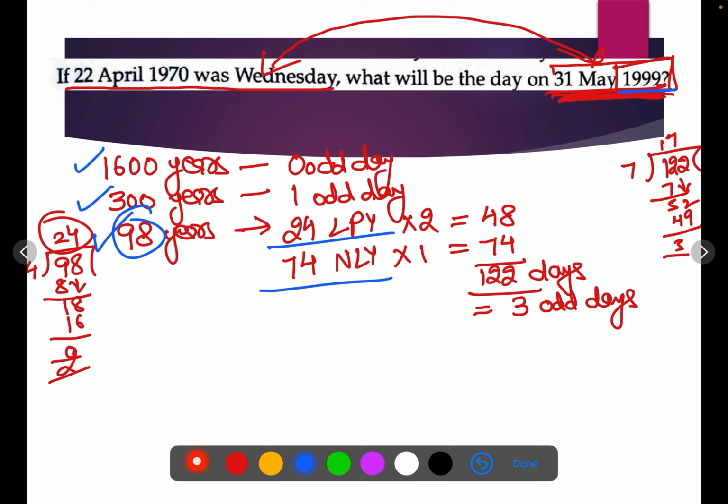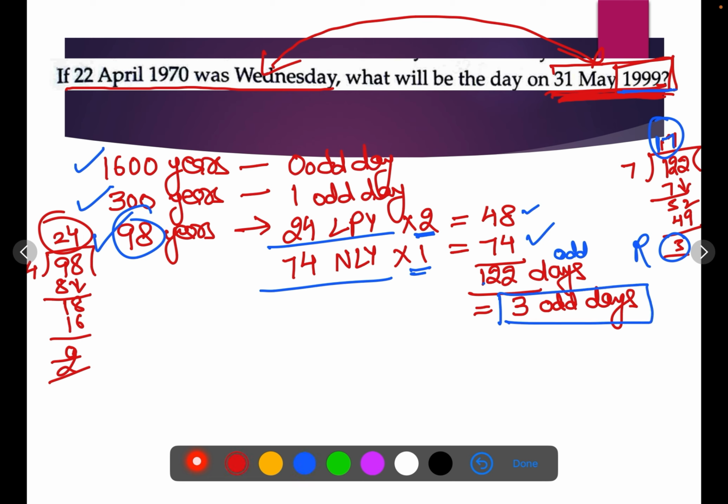Now I have already learned that a leap year has 2 odd days, a non-leap year has 1. Multiplying has given you the number of odd days, right? So 122 has to be converted to the lowest form. So divide by 7. When I divided, what do I get? 3 is the remainder. So 122 odd days is equal to 3 odd days, right?